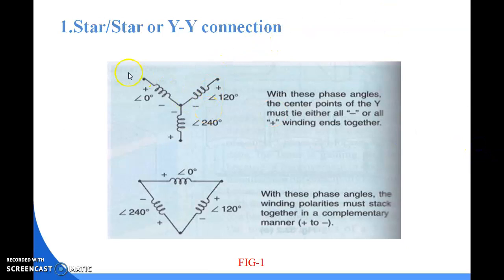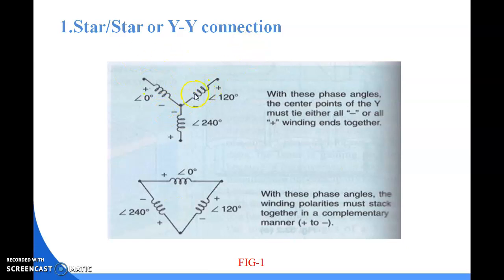Now you can see the first connection type, that is star-star connection. It is also otherwise known as Y-Y connection. You can see here with these phase angles the center point of Y or star must tie either all negative or all positive winding ends together. As we know, either the starting end or the finishing end of this winding are to be connected to form a star connection.